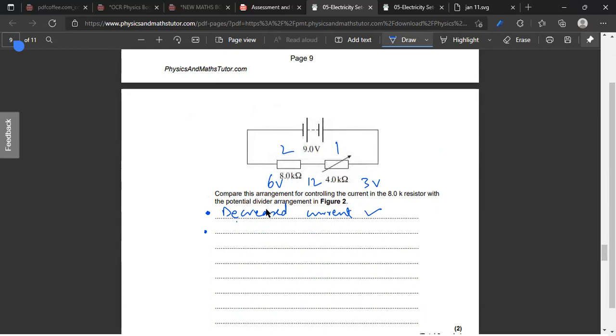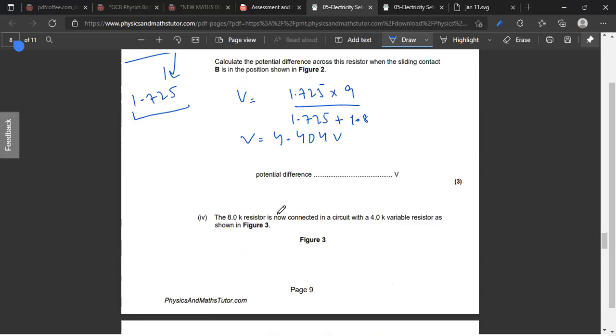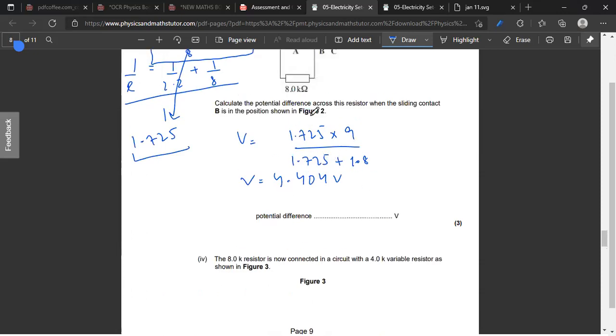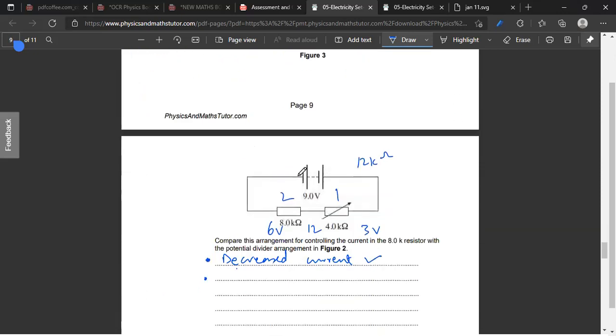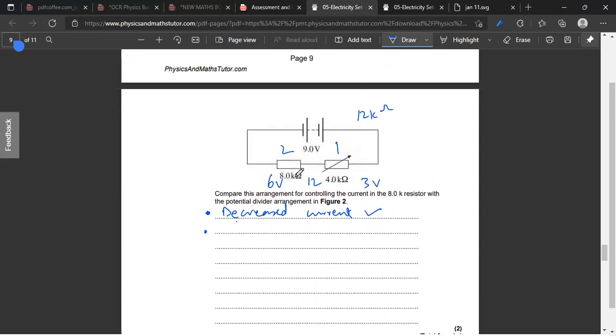Oh, okay. So it is decreased because the total resistance is now much higher. The total resistance of this circuit is around 12K, and here it was very less. It was, I think, 3 something. Okay, so that's the reason that there is decreased current in the circuit.